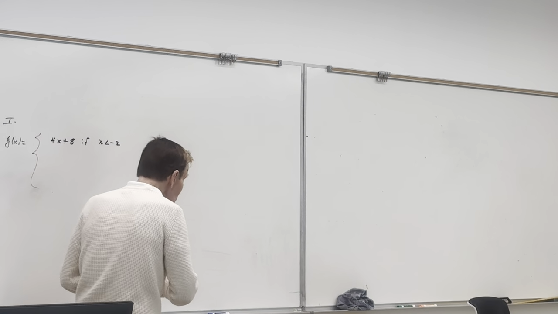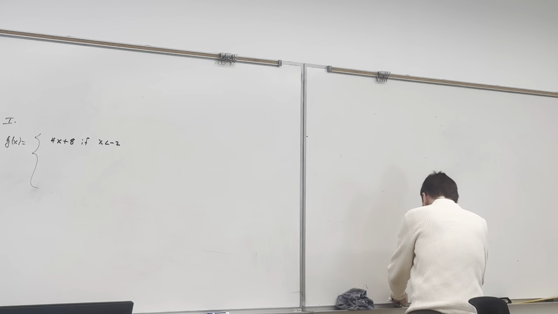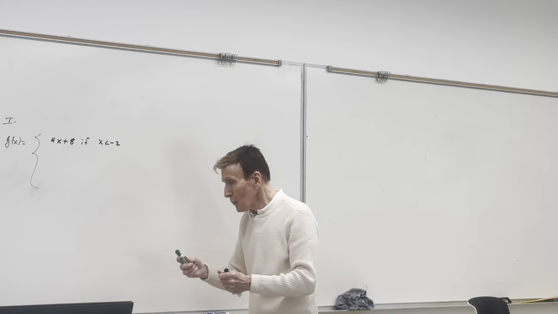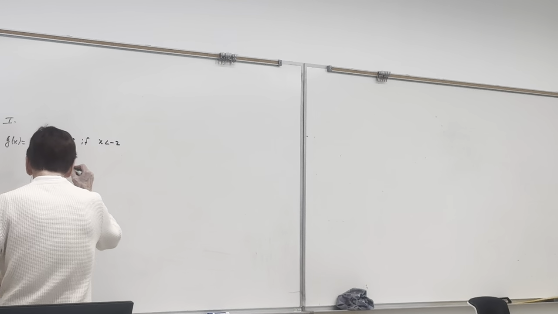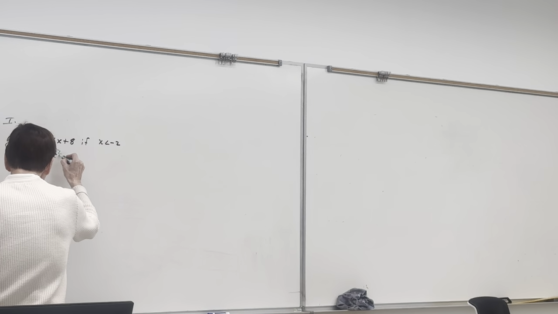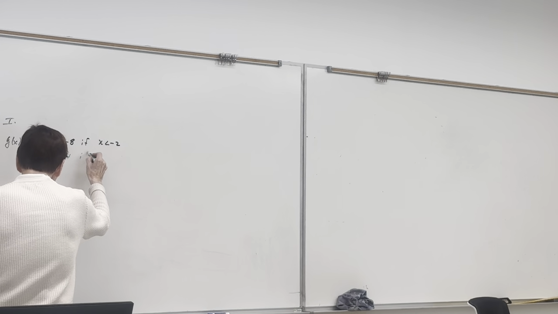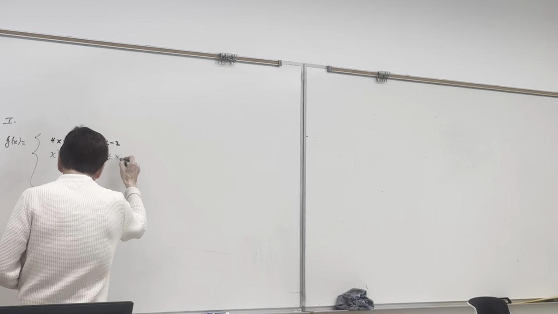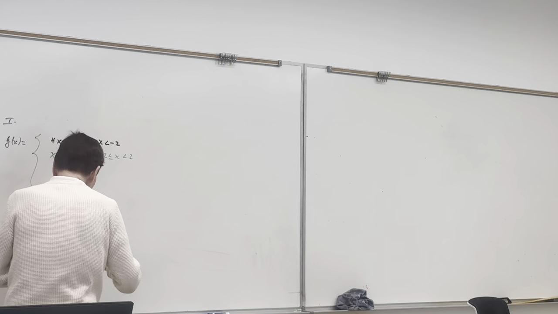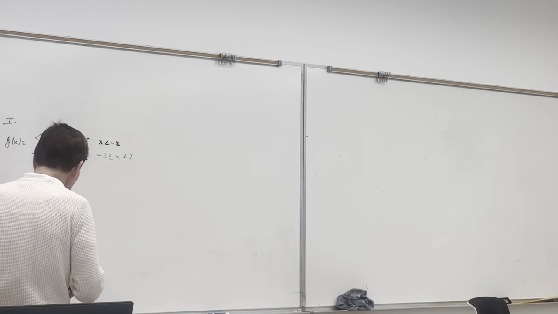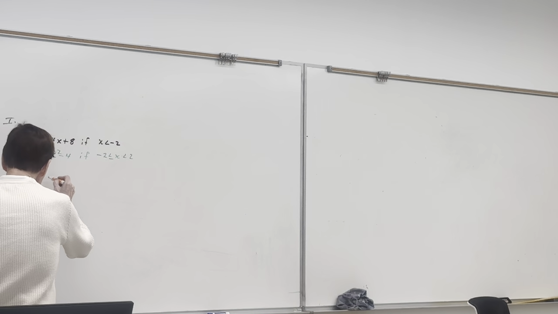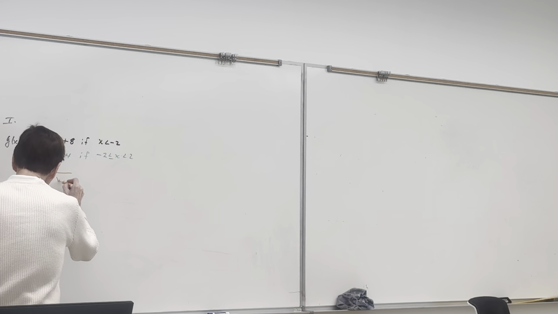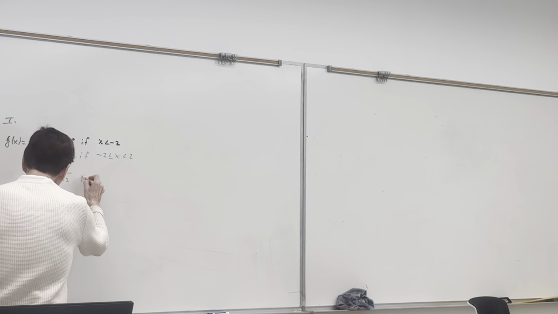And what's the next? The next one is x squared minus 4. X squared subtract 4, that's going to be a piece of a parabola. If -2 is less than or equal to x, less than 2. Got you. And the third piece? Square root of x minus 2. Wow. If x is greater than 2.